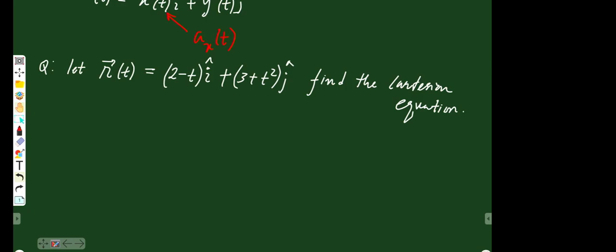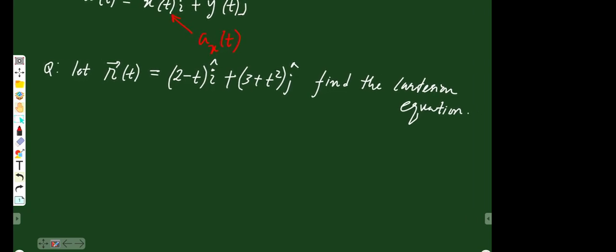So the meaning of this Cartesian equation is the equation of the trajectory. The equation of the trajectory is what you have to find here. Now, how to do this?